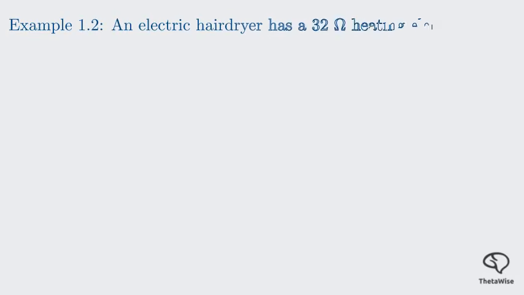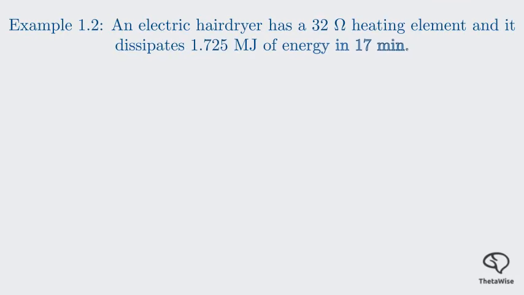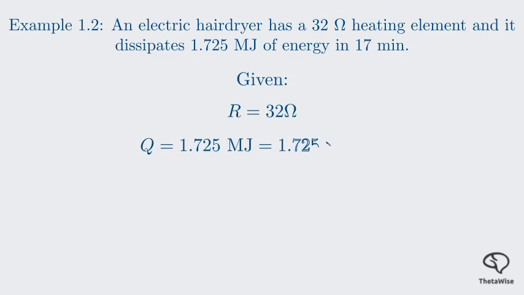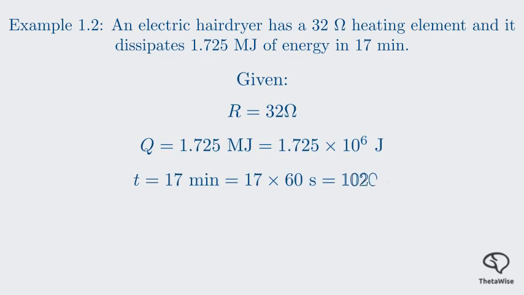Let's work through a comprehensive example that brings together everything we've learned. Example 1-2. An electric hairdryer has a 32-ohm heating element and dissipates 1.725 megajoules of energy in 17 minutes. First, let's list our given values, and remember to convert them to SI units. Resistance R is 32 ohms. Energy Q is 1.725 megajoules, which we convert to joules by multiplying by 1 million. Time T is 17 minutes, which we convert to seconds by multiplying by 60.